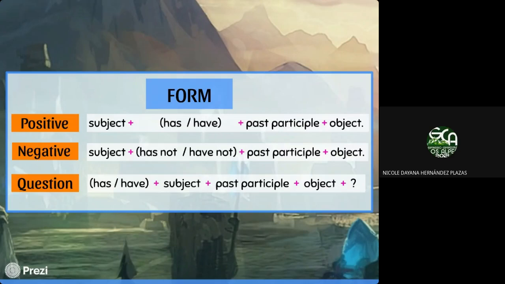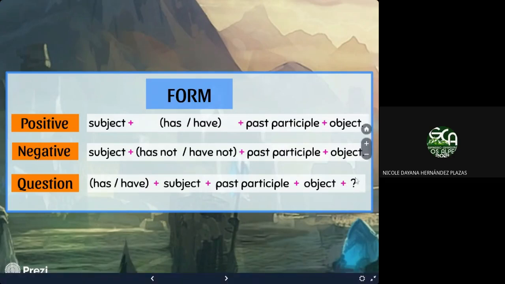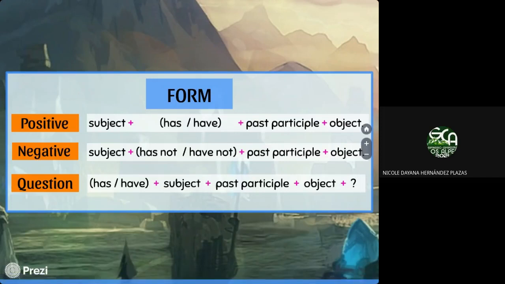And once again, the past participle, the object, and this is super important, guys. What is the name of this? Question mark. If you don't put your question mark, that is not a question. Si no lo ponen, puede estar la estructura perfecta, linda, hermosa, maravillosa, pero si no lo ponen, es como si no hicieran una pregunta. Okay? So, question mark.